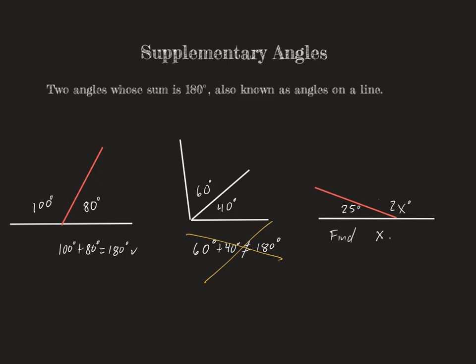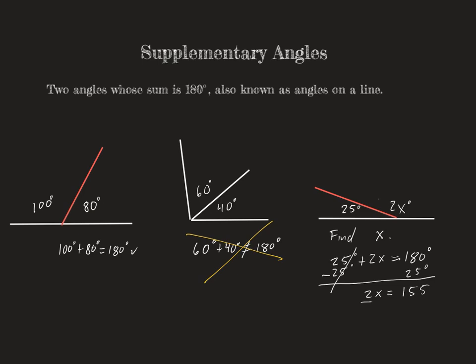In this case, we're going to set up the equation as 25 degrees plus 2x is going to give you 180 degrees, because that's what a supplementary angle equals. So I want to start by subtracting 25 from both sides, because keep in mind that you're trying to get the x by itself. So we're going to cancel this out, and now you're left with 2x is going to be equal to 155.